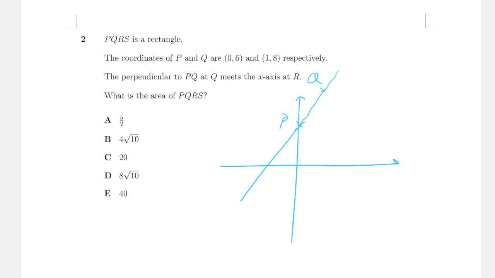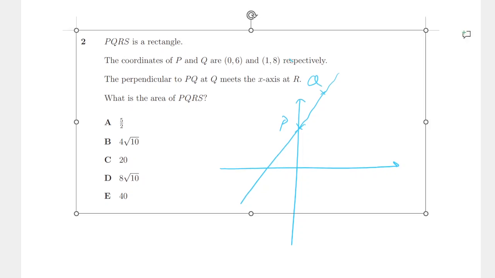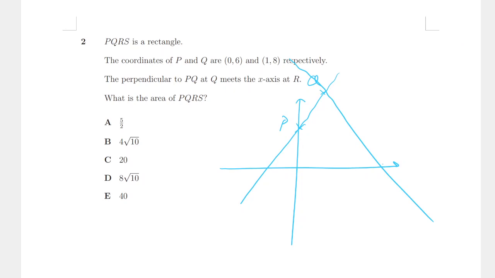So the perpendicular to PQ at Q meets the x-axis at R. Okay, so something like this, and then this is R, yes? What is the area of PQRS? Instead of finding PQRS, we could just find PQR, because if I find PQR and multiply it by 2, then I'm fine. Or you could think of it as the area is just PQ times QR, because 2 times a triangle, the 2 and the 1/2 cancel. So just PQ times QR.